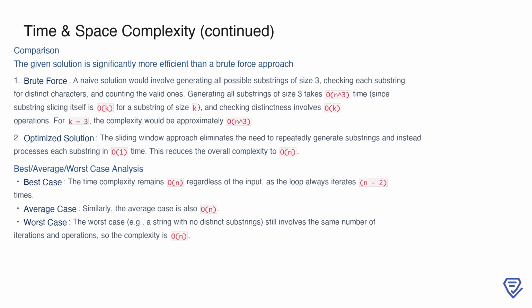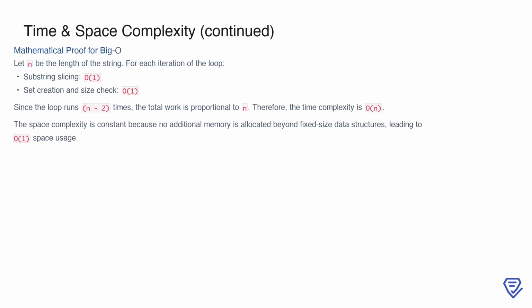Importantly, this O(n) complexity holds true in all scenarios, whether the input string is entirely distinct, repetitive, or contains no valid substrings at all. The loop always iterates a fixed number of times, making the best, average, and worst-case time complexity uniformly O(n). To formally prove the time complexity, consider the components of the solution.